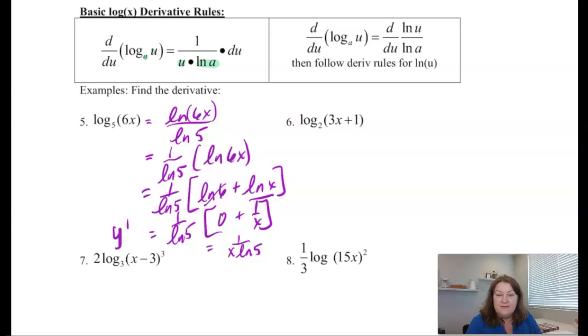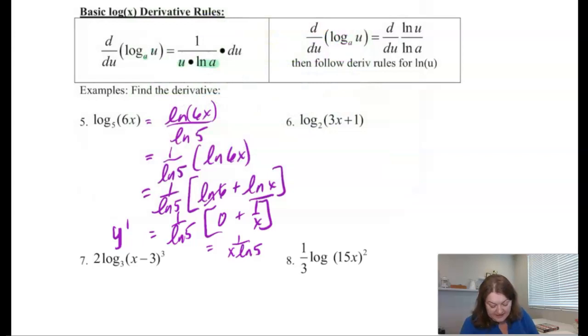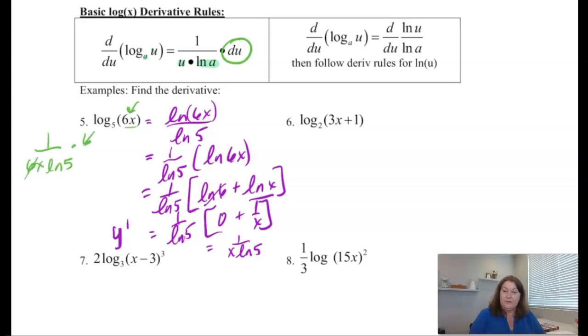Right, so my ending derivative is 1 over x times ln of 5. Let's use their formula and see what we would have gotten. Their formula says I should just write 1 over whatever the u is, so that's 6x, then ln of the base number, which is 5, and at the end it is multiplied by the derivative of u. So multiplying by 6x is times 6. Those would cancel, and I'd end up with 1 over the quantity x times ln of 5.